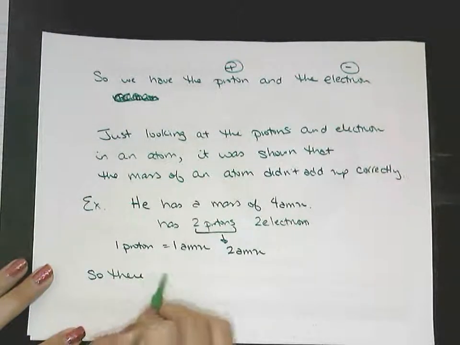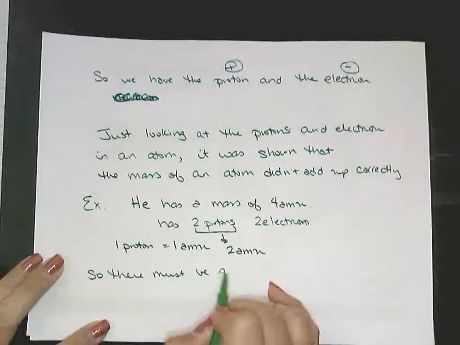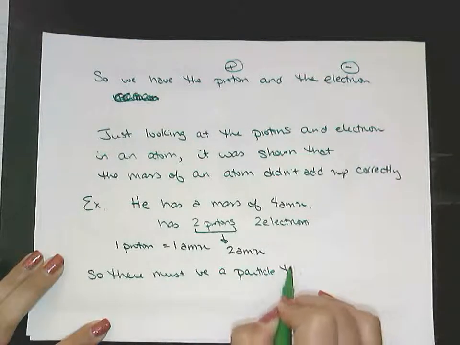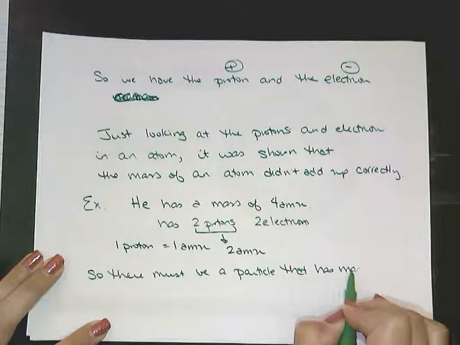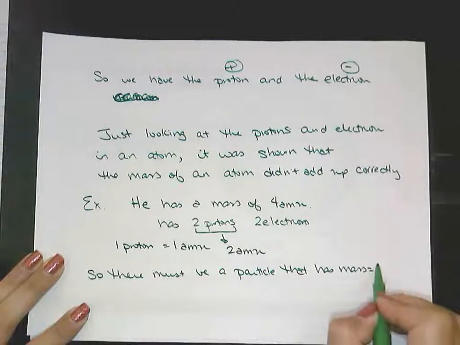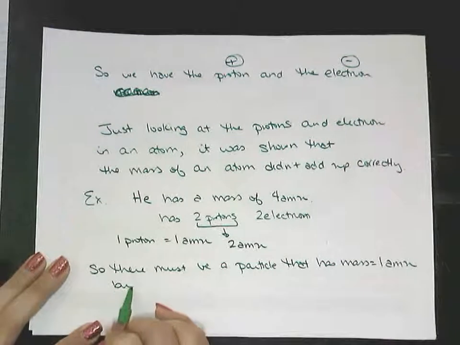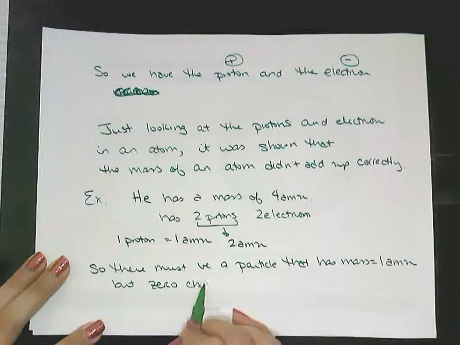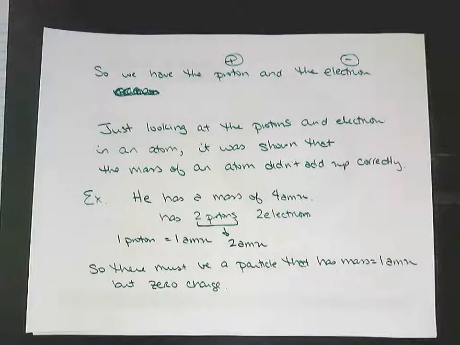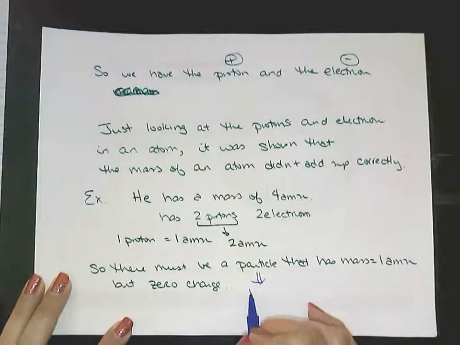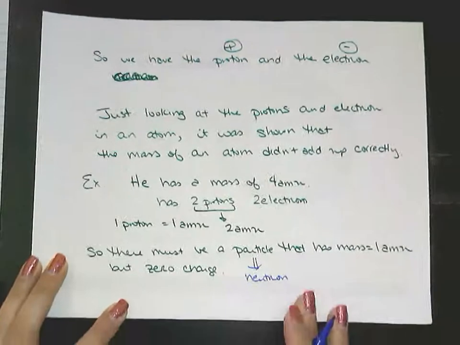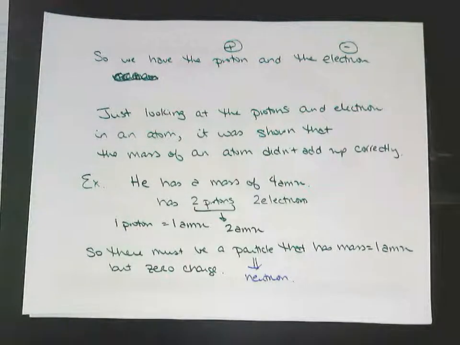So there must be a particle that has mass equal to 1 atomic mass unit, but 0 charge. So what do we call that guy that has mass equal to a proton but no charge? We got the neutron. All right, so now we have our 3 particles. We know that there's a proton, an electron, and a neutron.